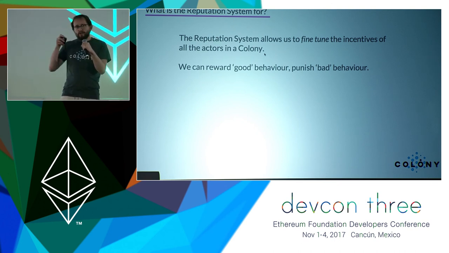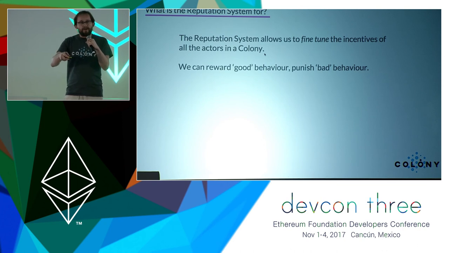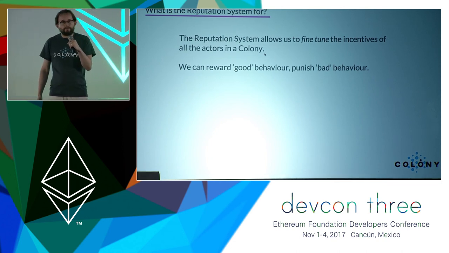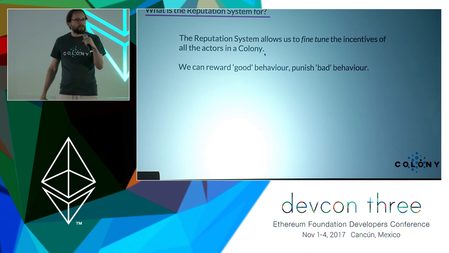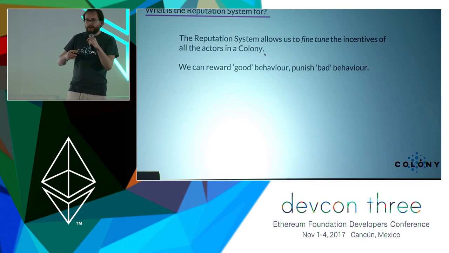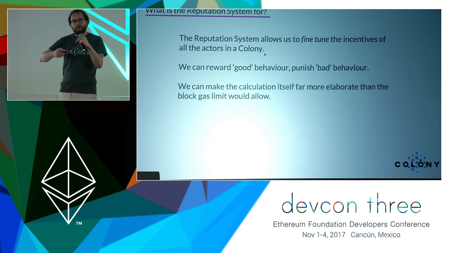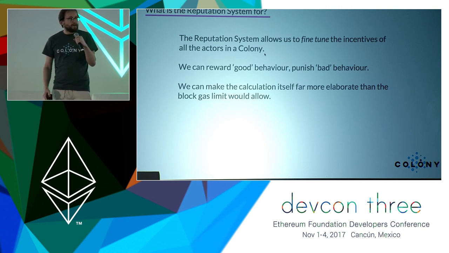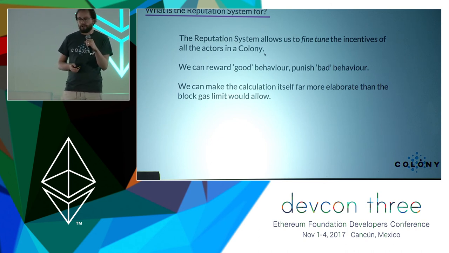And if somebody goes in and forces a vote all the time, they might actually lose reputation based on abusing the system. If you do it in just those moments where it really counts, the system could pick up on that and you could be rewarded. So because the calculation is off-chain, we can make it as complicated as we need to really fine-tune all the incentives of the actors in the colony. And it's much more than we could ever do on-chain.